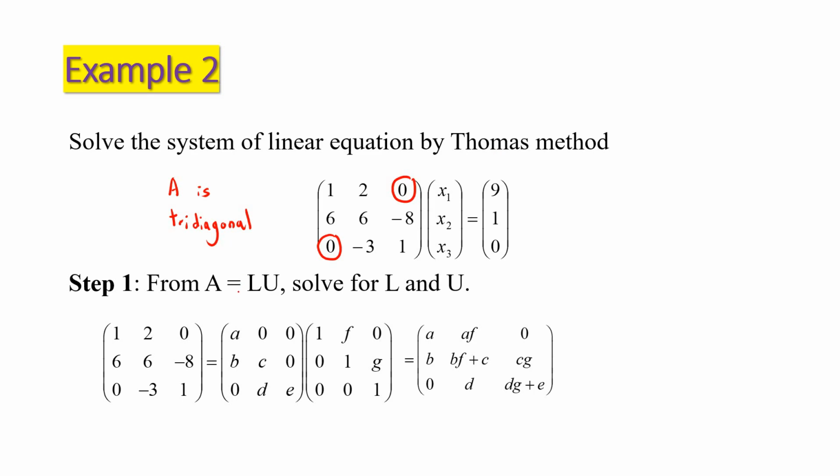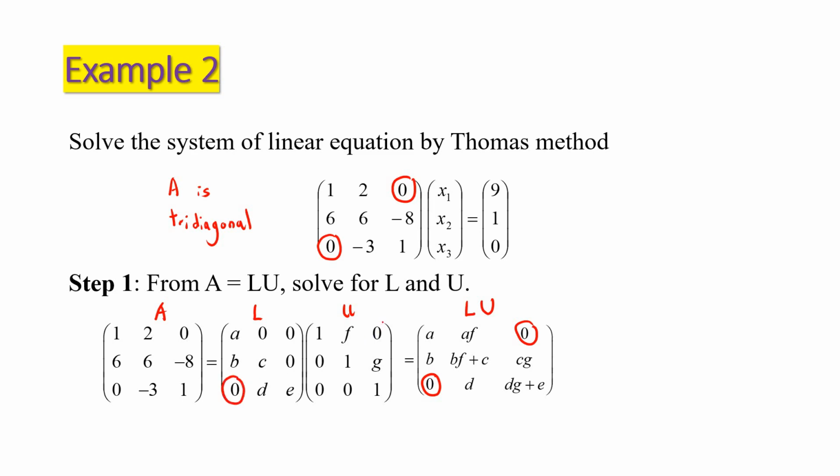So step 1, from A equal to LU, you solve for L and U. This is A, this is the L, this is the U. So this is the product of LU. Also in the product of LU, make sure A31, A13 must be 0. This is tridiagonal. And then your L is actually a lower triangular matrix.